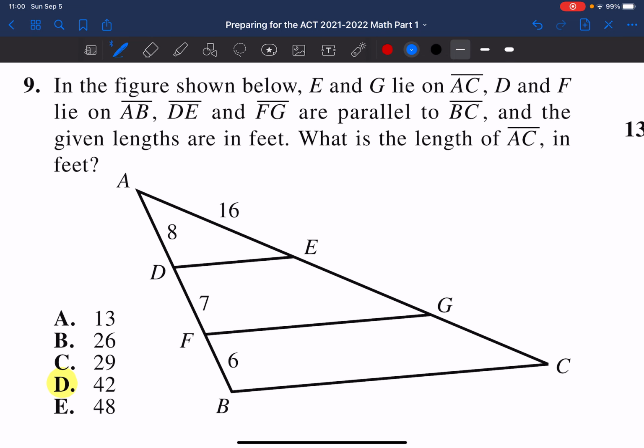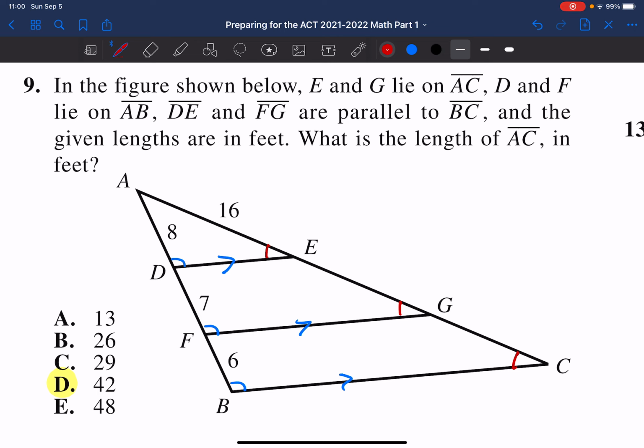So here we have this shape, and it tells us that these 3 lines are parallel. Now the reason that's important is it means these angles here are all congruent, and these angles here are all congruent. Now, why does that matter? Well, there's 2 ways to go about this problem. I'll show you both of them.